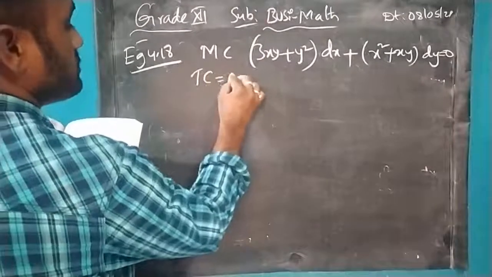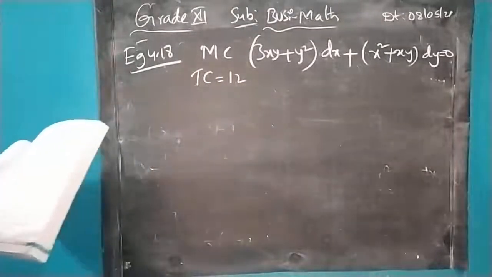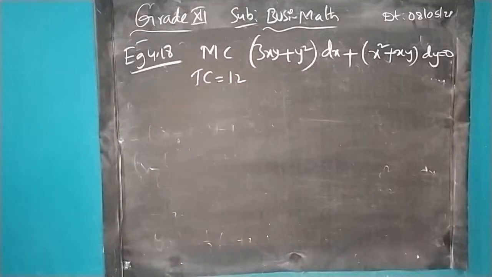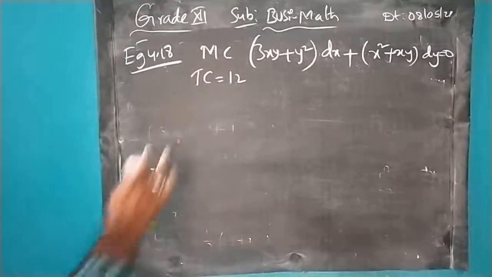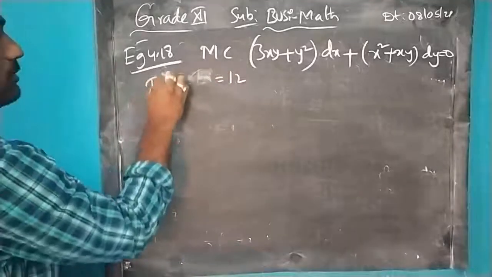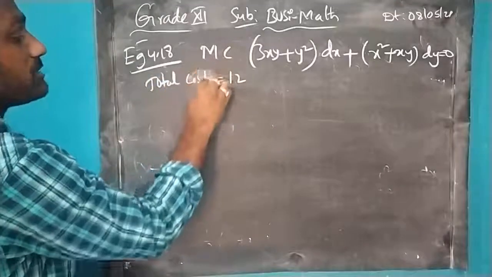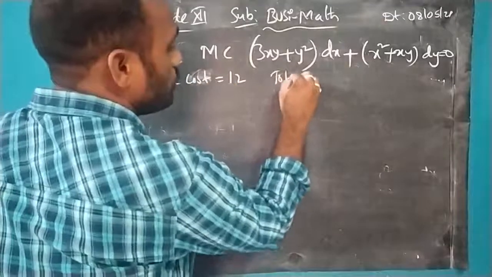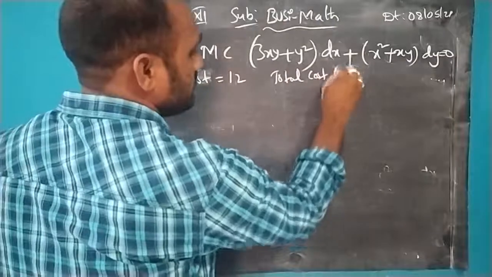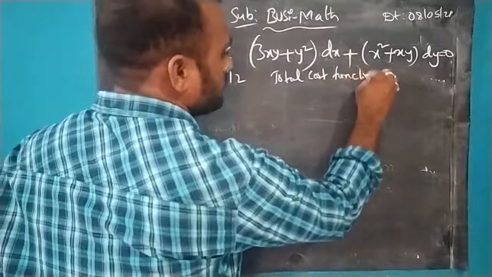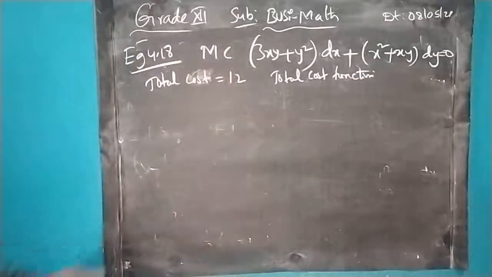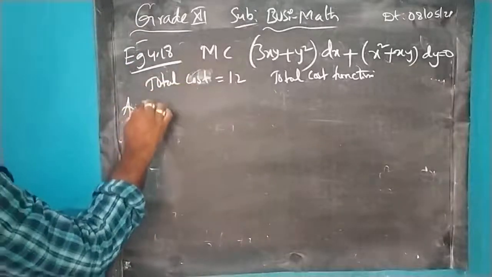And total cost of producing is given as ₹12. We need to find out the total cost function. So total cost is given as ₹12. We have to find out the total cost function. This is the question. So first, let us find out the particular solution.